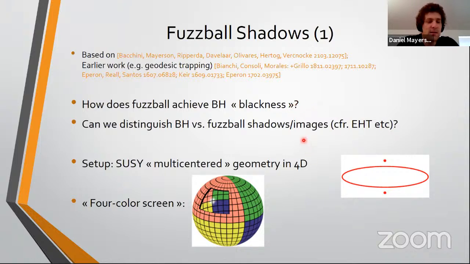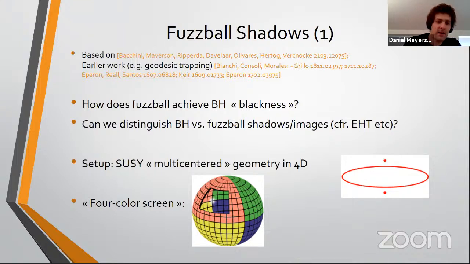And then the second question is, once we understand how fuzzballs are black, can we distinguish the black hole from a fuzzball at observations such as the EHT, right? Are there smoking guns that we can look at or generic features? How can we distinguish them?